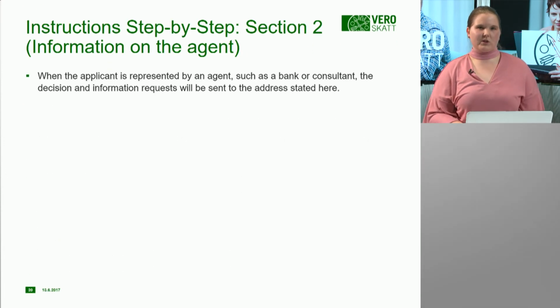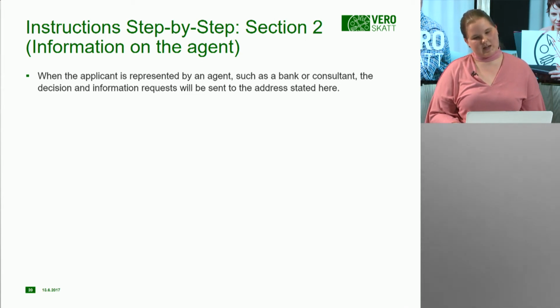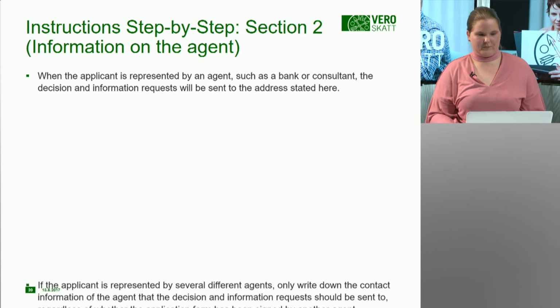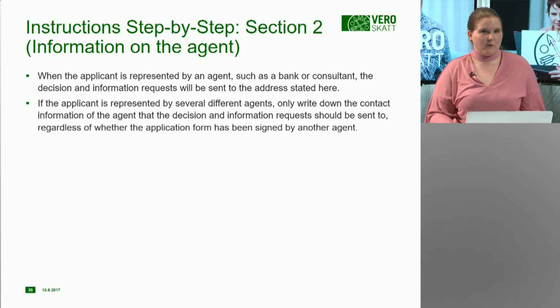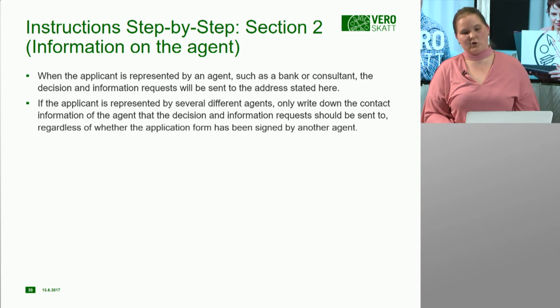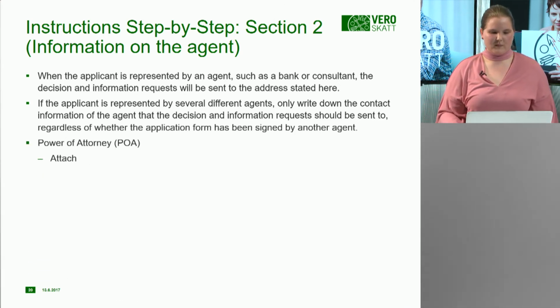Now, as for section 2, which is the information on the agent. When the applicant is represented by an agent, such as a bank or consultant, the decision and information requests will be sent to the address in section 2 instead of section 1. If you have several agents, however, we would want you to only write down the contact information of the agent that the decision and information request should be sent to, regardless of whether the application form itself has been signed by a third agent, for example. Please also always remember to attach a power of attorney.